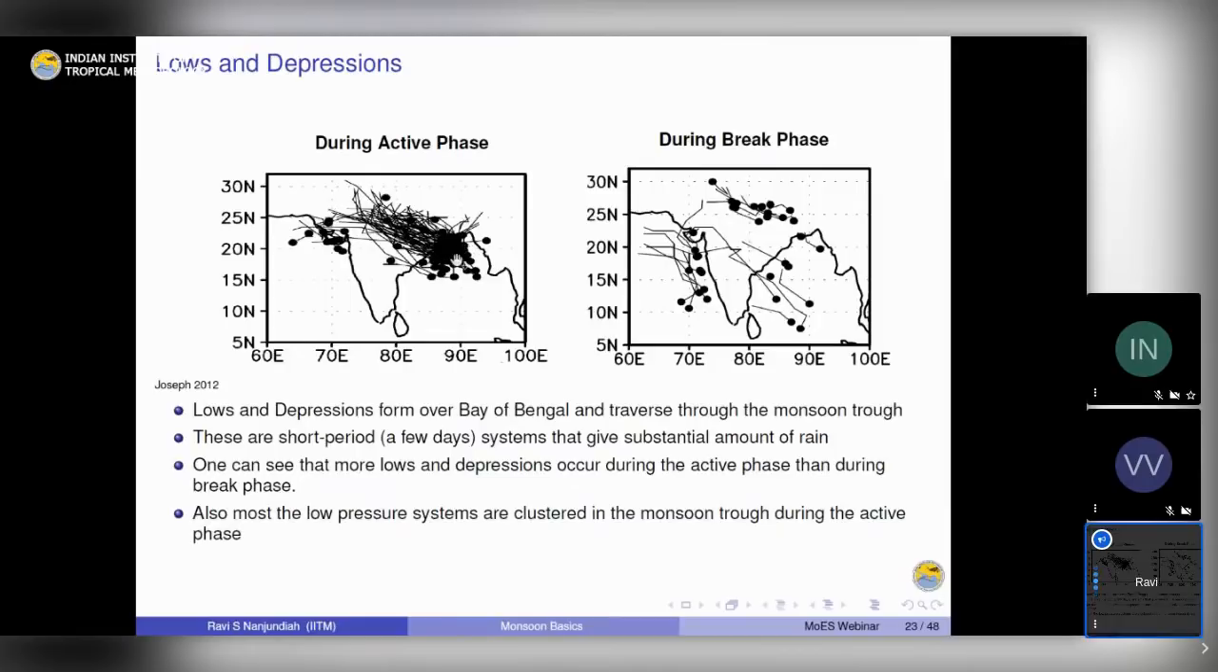And what we find interesting is that most of the lows and depressions form over a small region during the active phase. While in the break phase, they form over other parts, well spread out, so to speak. And there are far fewer lows and depressions forming during the break phase. They form much more vigorously during the active phase, because the active phase gives you the large scale flows which are favorable for this kind of cloud and convective activity, while breaks are less favorable for sustained cloudiness and rainfall. These typically have a lifespan of about 3 to 5 days, and they move along the monsoon trough during the active phase.